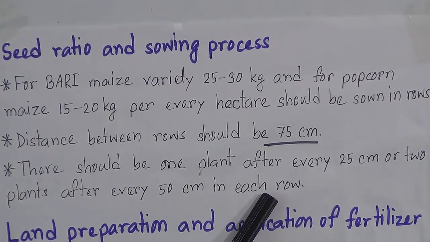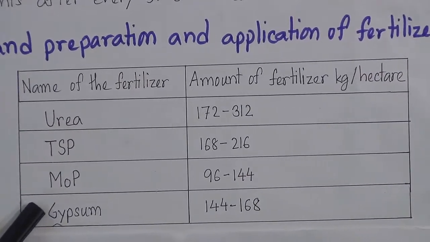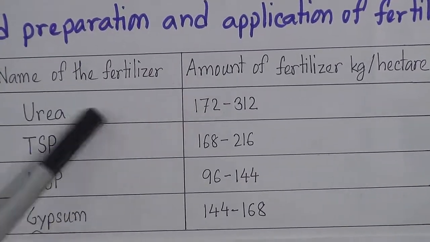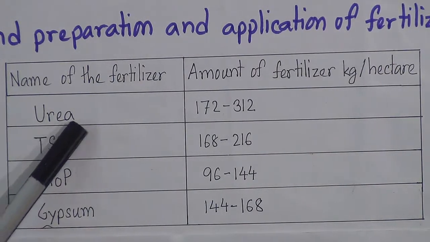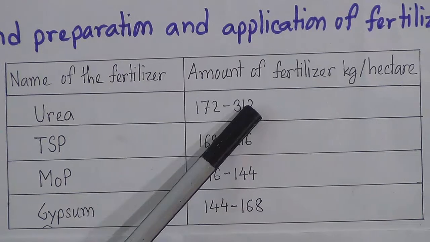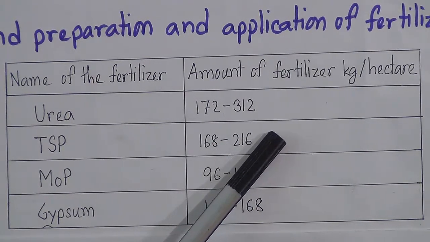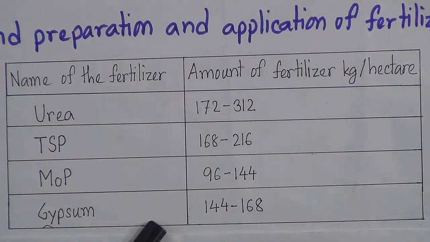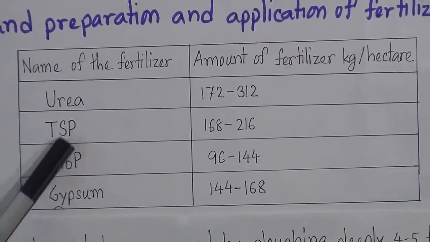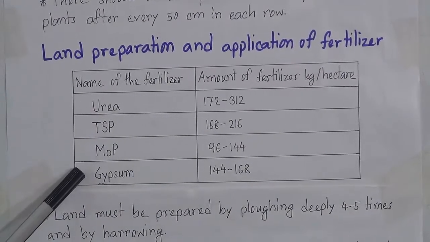And now the land preparation and application of fertilizer. So we use here 4 types of fertilizer, and the name of the fertilizer and their amount in kg per hectare. We use urea 172 to 312 kg per hectare, and TSP fertilizer 168 to 216 kg per hectare, and MOP fertilizer 96 to 144 kg per hectare, and gypsum fertilizer 144 to 168 kg per hectare. So this is the amount of fertilizer we will use in our maize field, per hectare.